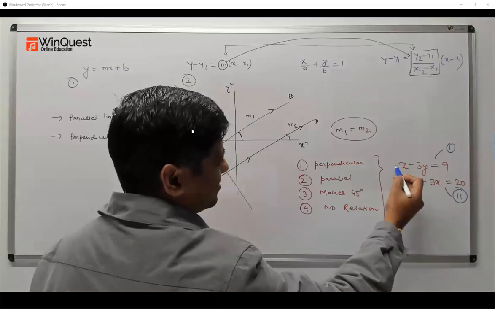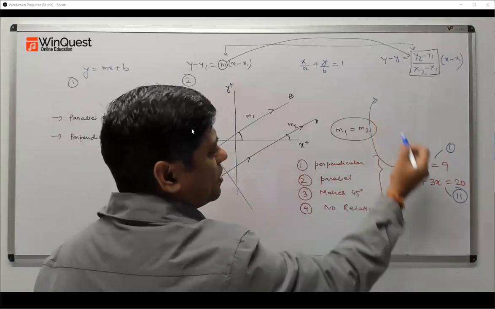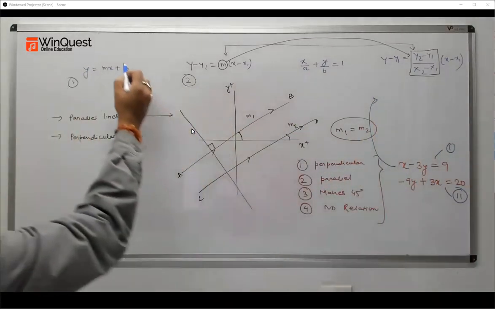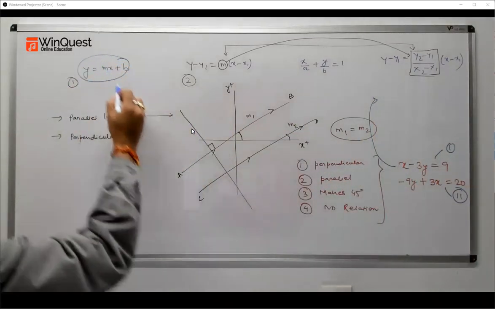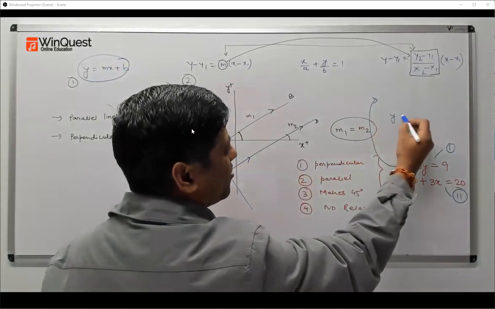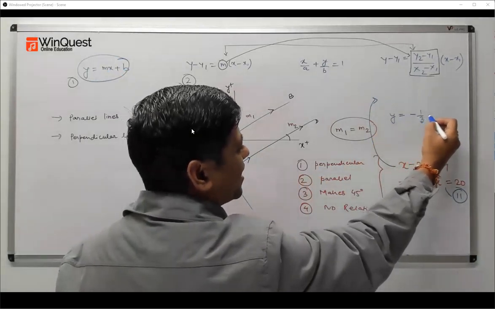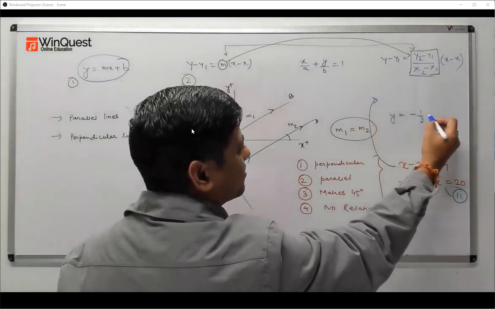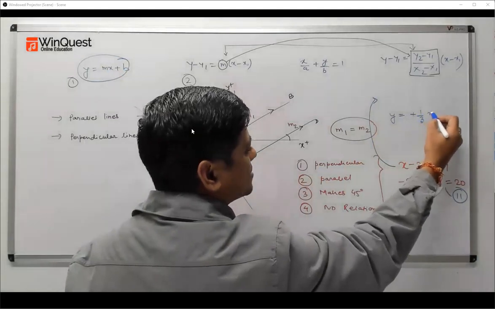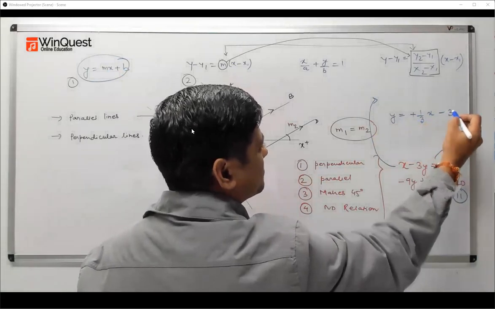Okay. So let's do this. If I write this in y equals mx plus b format, basically, can I say this will become y equals minus 1 by 3, no, positive 1 by 3 x minus 3.